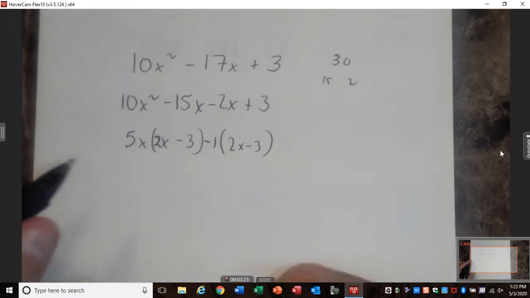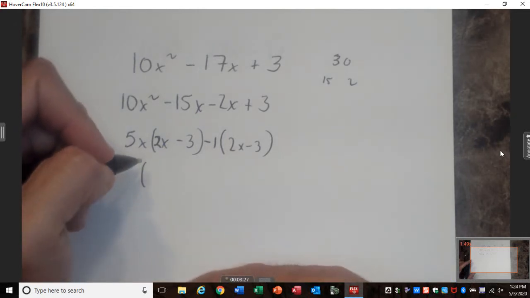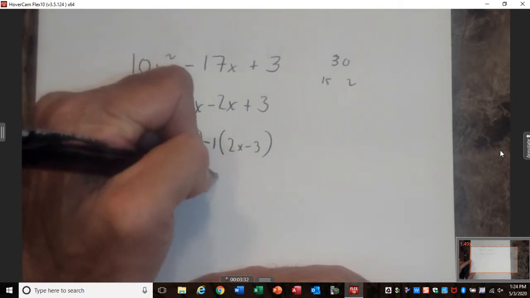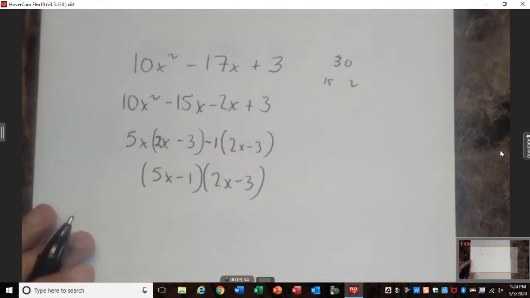Okay, and now we're ready. So we're going to put this together. We're going to go 5x minus 1, and then 2x minus 3, and we're done.